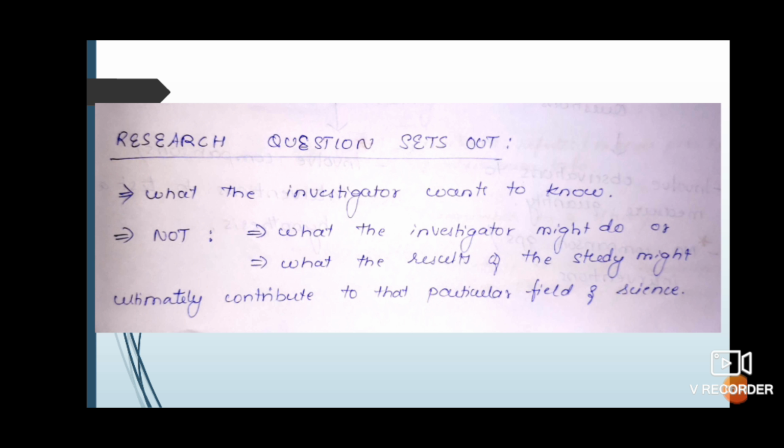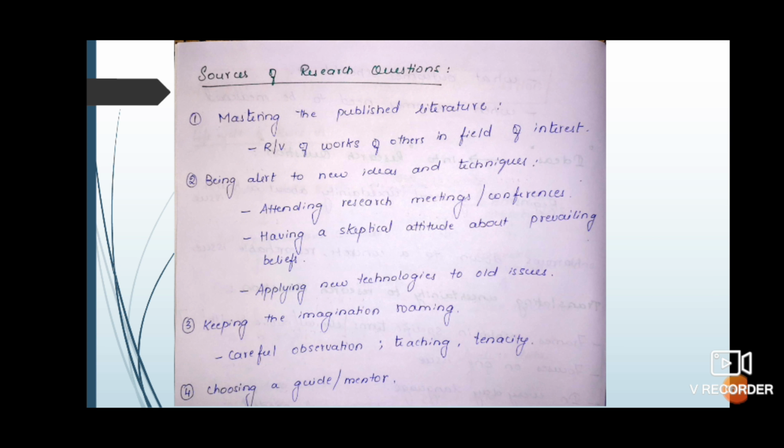And ultimately, everything should contribute to the particular field of science. And the sources of research question, like, from where do you find those research questions? You can get it from the literature which is already being published. We have to review the works of others in the field of interest. Nowadays we have lots of sources like PubMed, Google Scholar, and so on. So you have to look at those literatures which have already been published, and then look at what is our area of interest, and then we have to be alert on the new ideas and techniques.